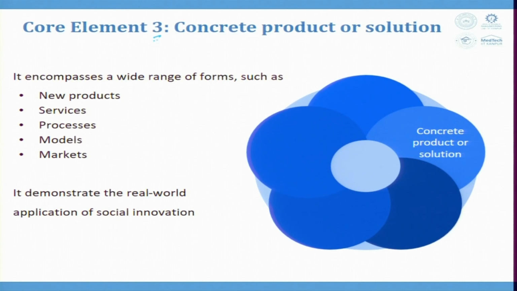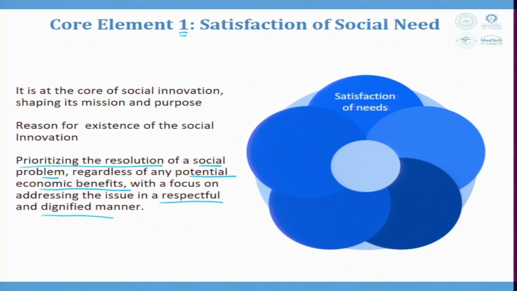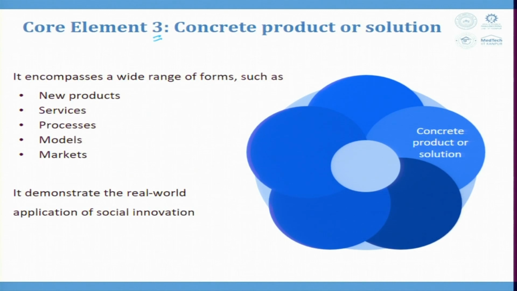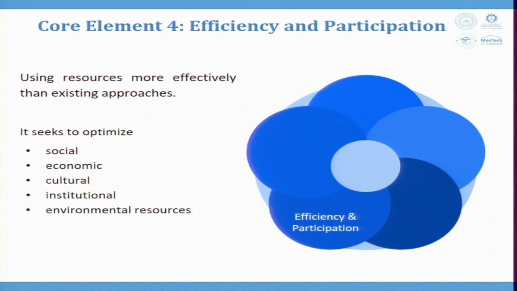This is the third element. So, the first element was satisfaction of social needs, next is novelty of the solution, the third one is concrete product or solution. The fourth one is efficiency and participation, using resources more efficiently than the existing approach.